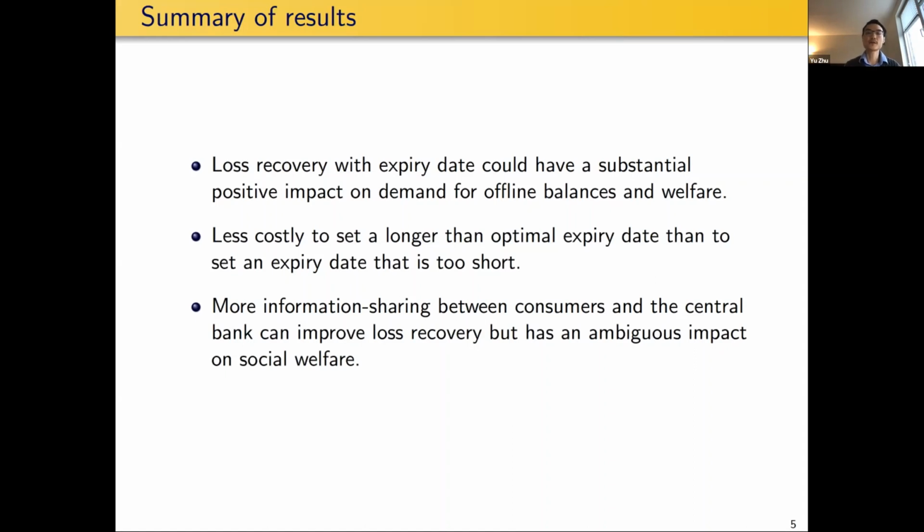We also think about what type of information the offline device should share with the central bank. Should it share more information, that means reveal the transaction history of the consumer? Or should it share less information, not sharing the transaction history? And it turns out more information sharing improves loss recovery and accuracy, but can reduce welfare. I will talk about that later.